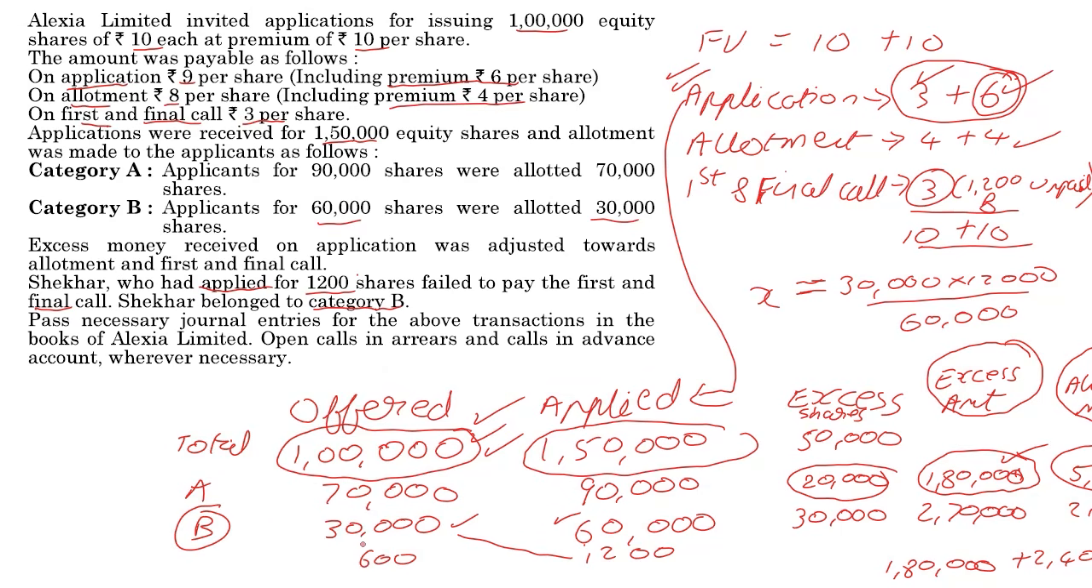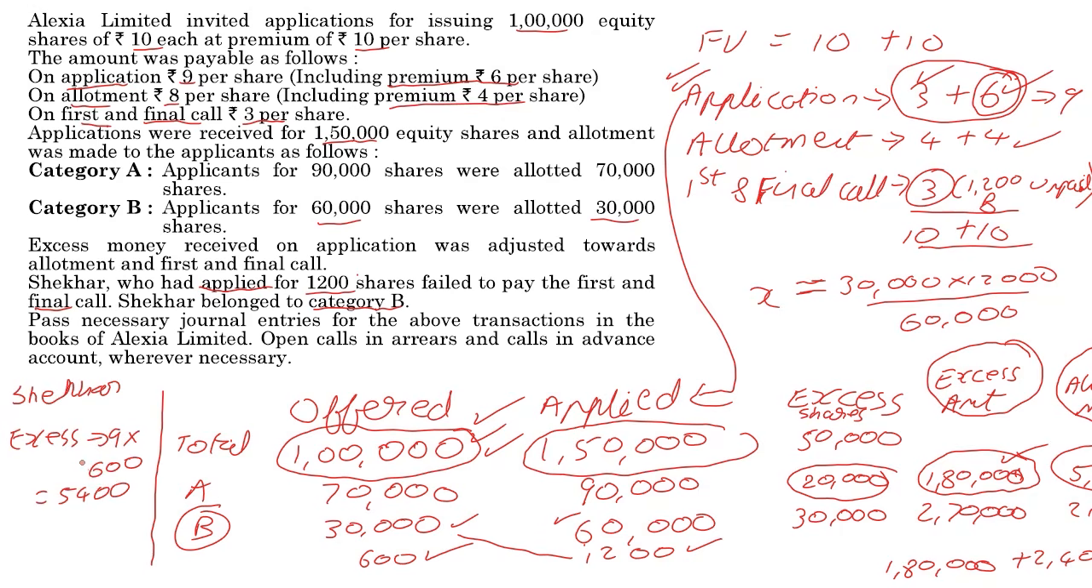Okay, so the guy had applied for 1,200 shares and has been allotted 600. He has not paid the final call. Why is this important? Because he applied for 1,200 and was allotted 600. That means at the time of application, he has paid extra money. How much money did he pay? 9, which is the total of these two. The extra money that he paid. This is only and only Shekhar. At the time of application, he paid an excess of 9 into 600, which is 5,400.